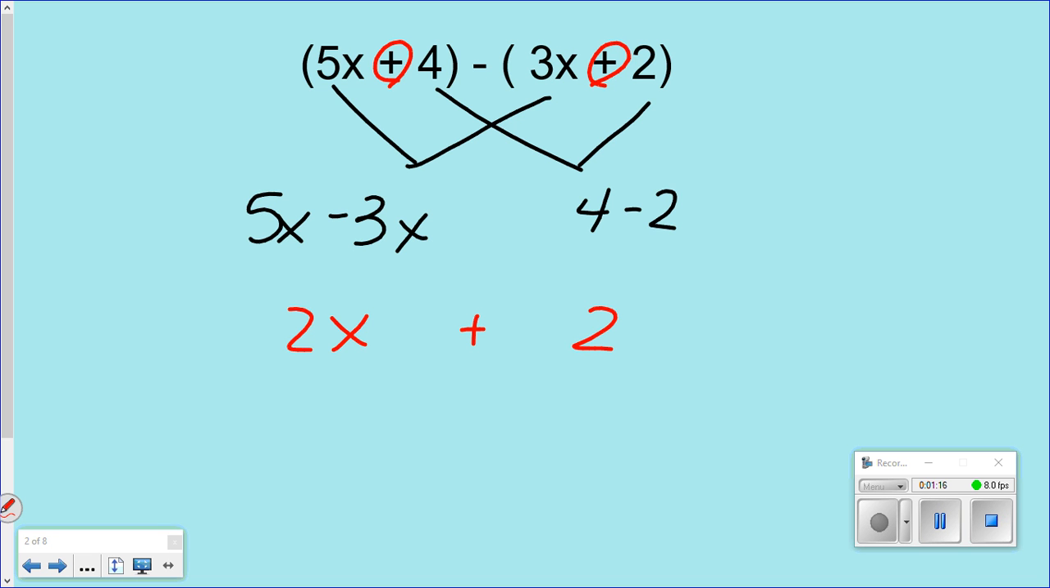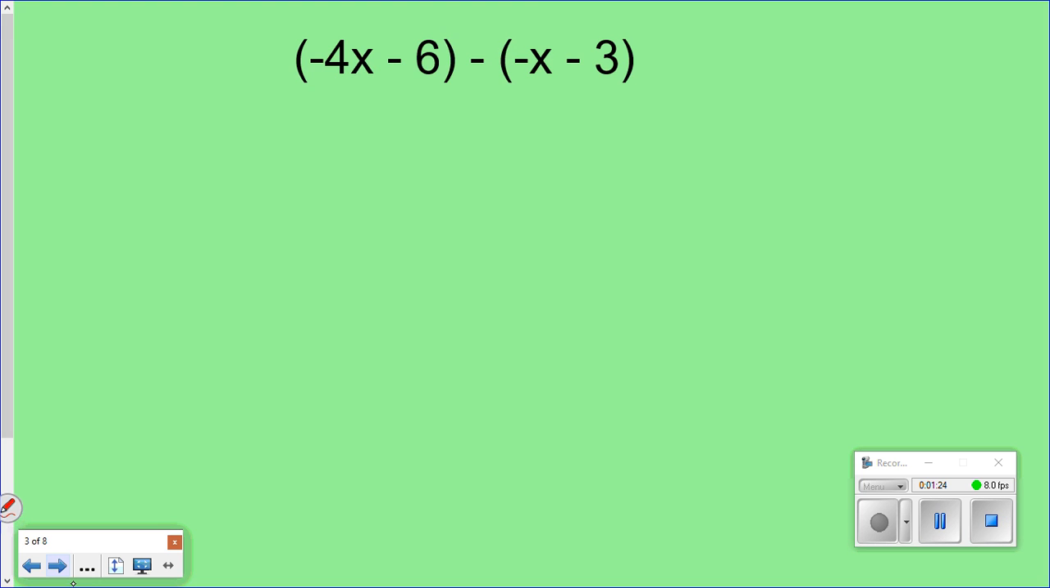Okay, so the biggest thing today is remembering those signs. That's going to be the part that you teach yourself. Anybody still need this one? Okay, so here's what I mean by that. Let's just jump right in. Okay? So we have negative 4x minus 6 minus x, or minus the negative x minus 3. So I would put a 1 with that x.